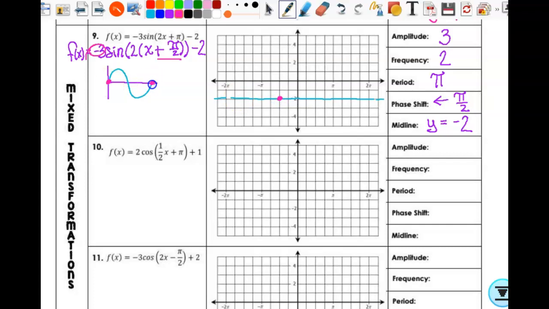Then I go to the end of the period, which is at pi, but then I move to the left pi halves. Everybody okay with all that? Then halfway between the two, I have another midline 0. That's right here.